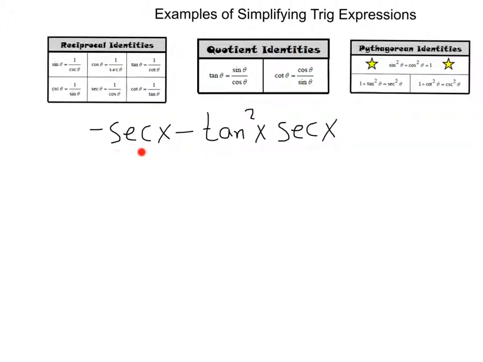Let's do another. Here we have negative secant x minus tan squared x secant x. Looking at these, I see both terms have a secant x. That means I can factor. I'm going to factor a secant x out. That's going to leave me with a negative 1 minus tangent squared x.